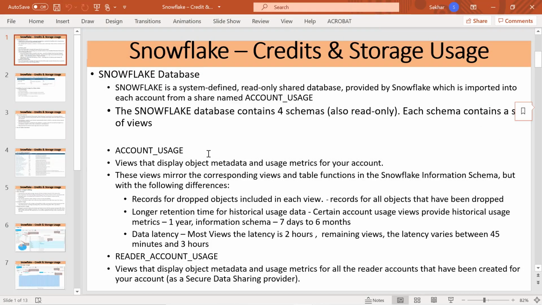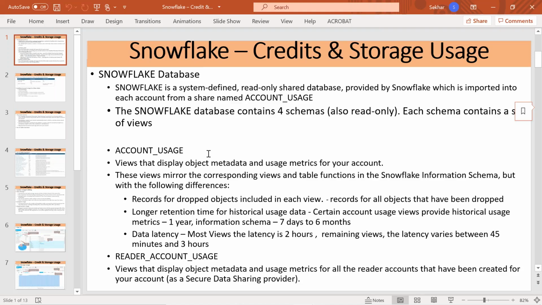So when it comes to credits and storage usage, you normally use the Snowflake database to look at all the metadata part of your account. And when we looked at the privileges security session, you should have special privileges to access the Snowflake database. When you have access to the Snowflake database, you can query all kinds of metadata and see what is going on.